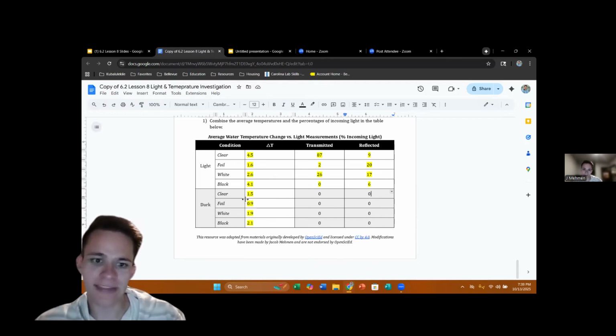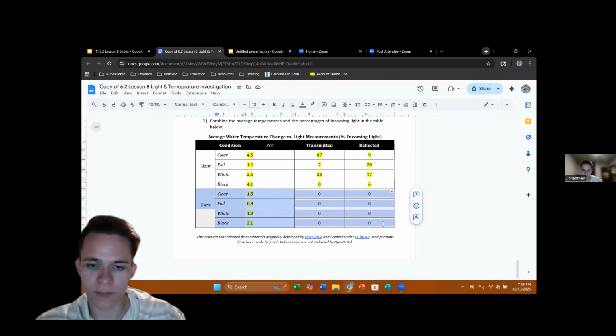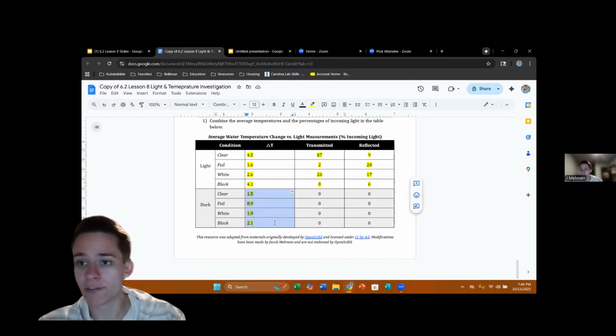As I'm looking at this data, let's look at the dark group first because it's just the easiest one to talk about. Notice with our dark group, all of the cups are increasing in temperature over time. All the liquid inside of the cups is increasing in temperature. This is telling me that there must be something else to this. It can't only be impacted by light. Obviously, light is a factor, it's a part of it, but there's something else. Even in our dark condition, the temperature of the liquid inside the cup is still warming.